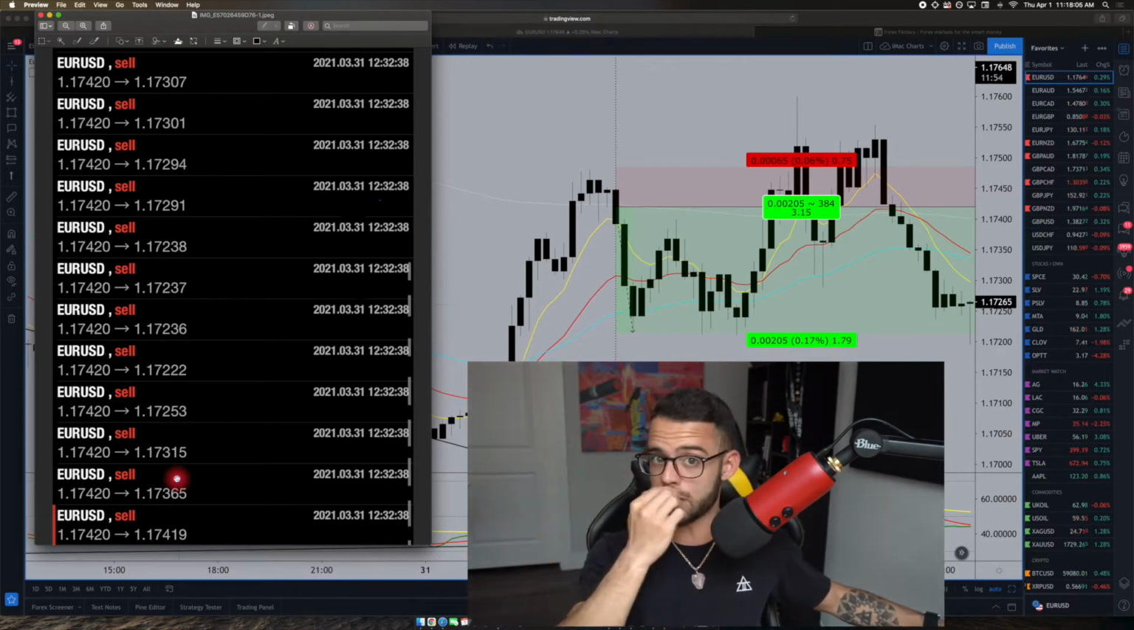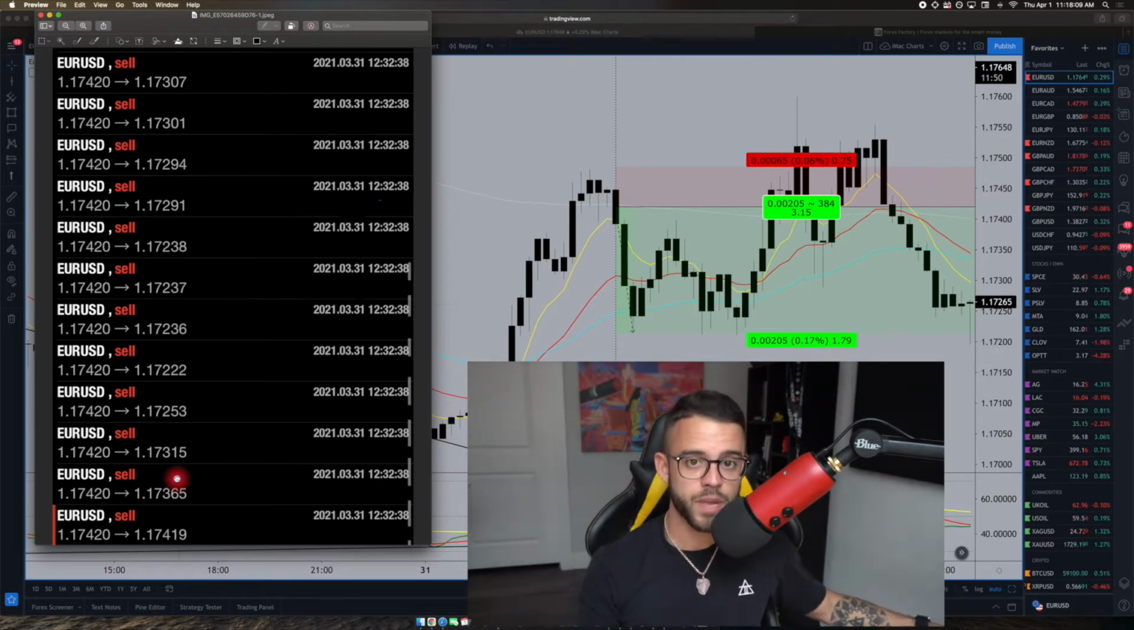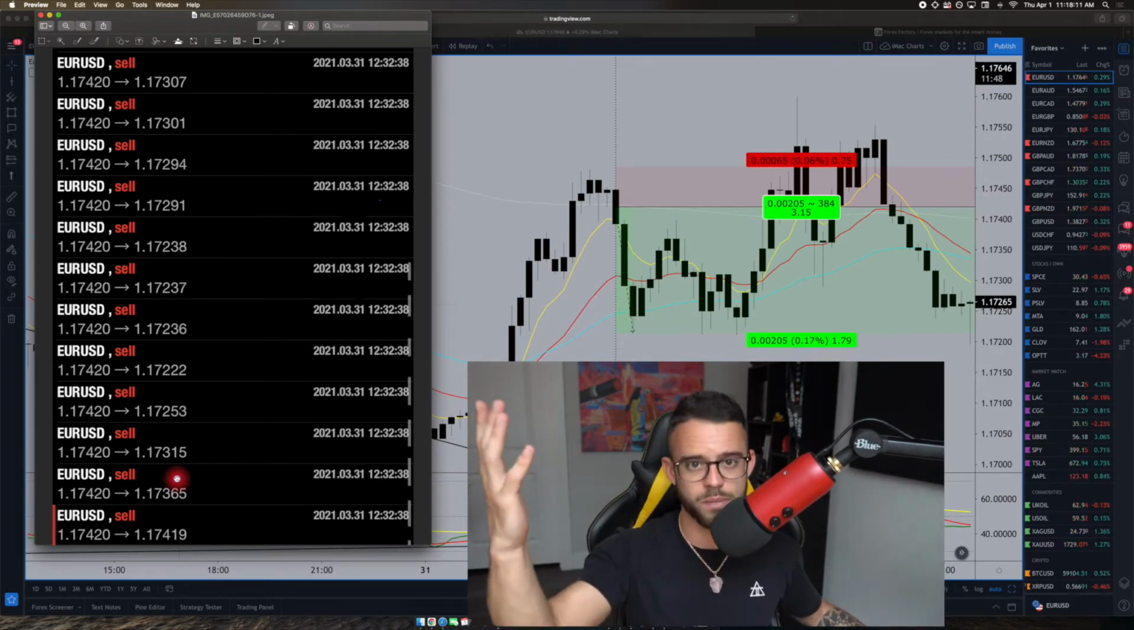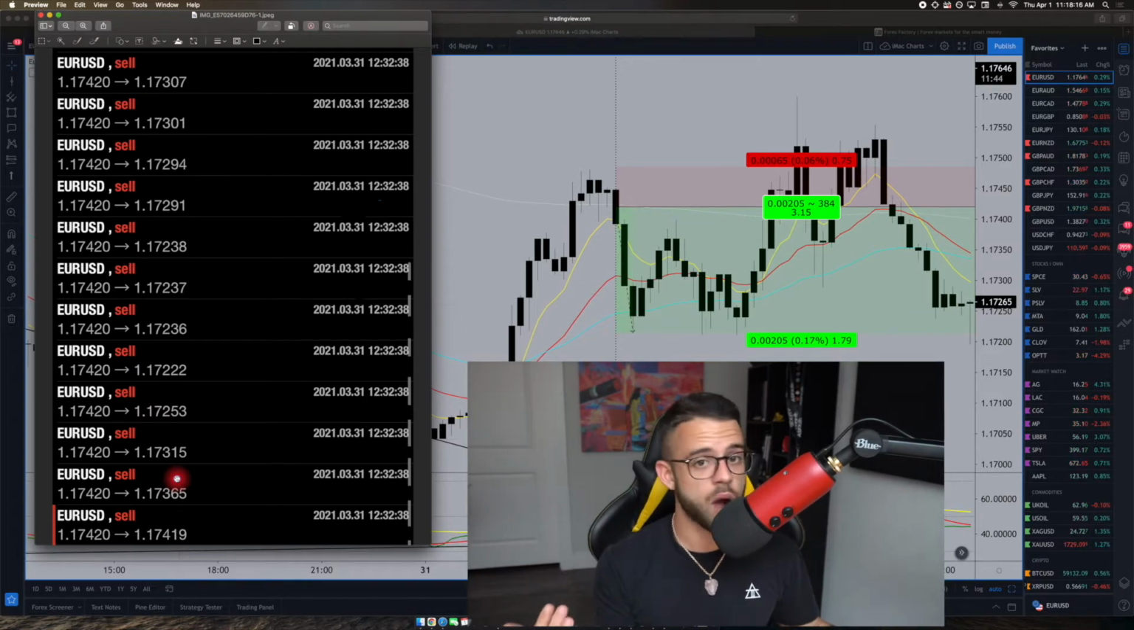Now, for those of you that don't know, it's simple. When we're selling it, we make money as it goes lower, and as it comes higher, we're actually going to be losing money. So we want to make sure if we're short, we're mitigating risk and getting out of the position if it's not working for us.